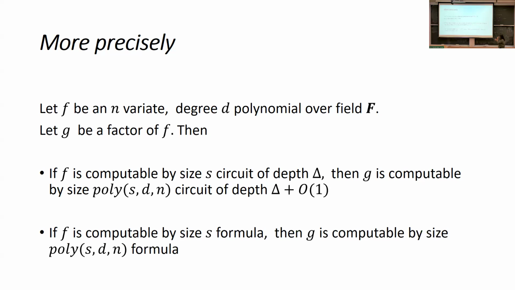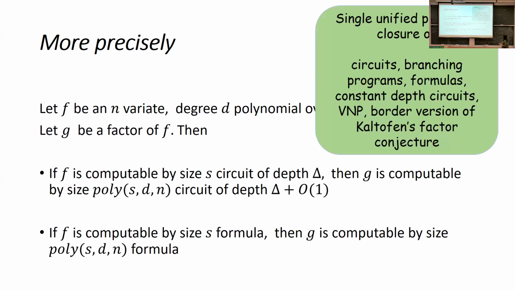It also implies it for formulas. If you don't see that, one consequence of our result is that if f is computed by a small formula, then g is also computable by a small formula. And our proof is clean enough, I think, and simple enough, and it gives a single unified proof of all the previous factor closure results that were known. So for circuits, branching programs, now formulas and constant depth circuits, but even for VNP, there's a border version of Kaltofen's factor conjecture, which I didn't talk about. But it's really one proof that ties, I think, all factor closure results that we know.